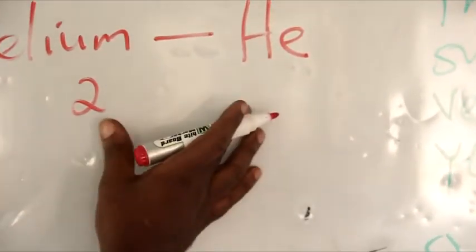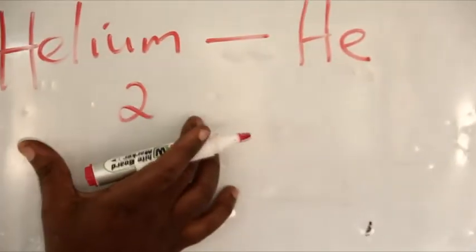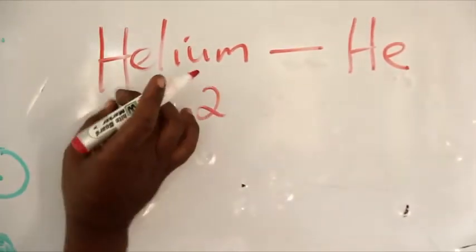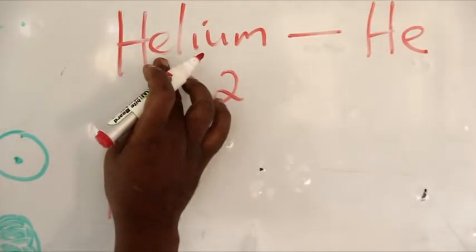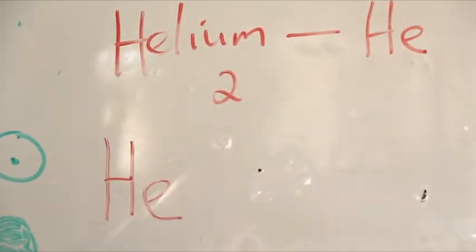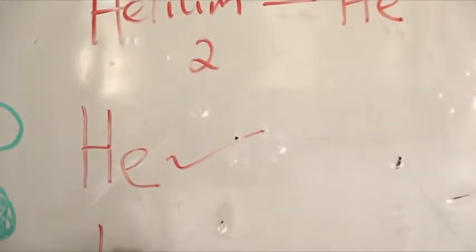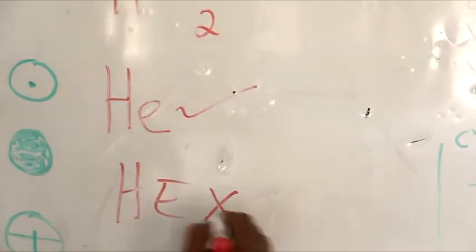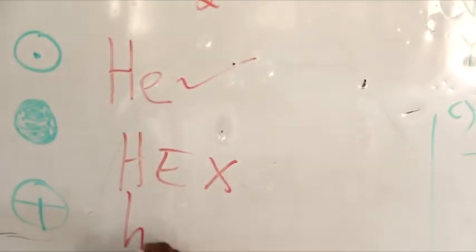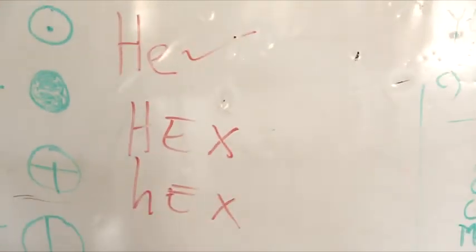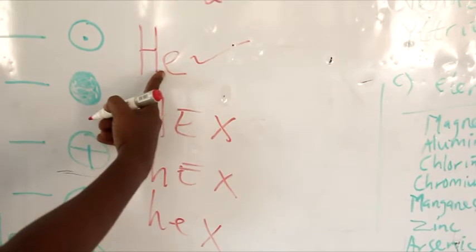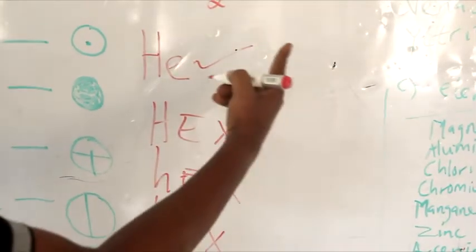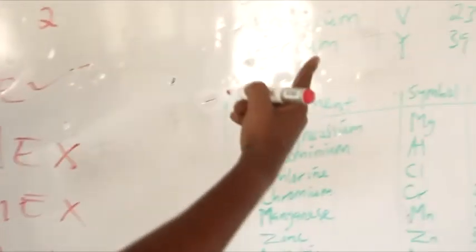In this category, in writing the symbol of a particular element, you choose the first letter to be in capital letter and the second letter to be in small letter. This is correct. But if you write like this, it is wrong. If you also write like this, it is also wrong. If you write like this, it's also wrong. But this is correct.